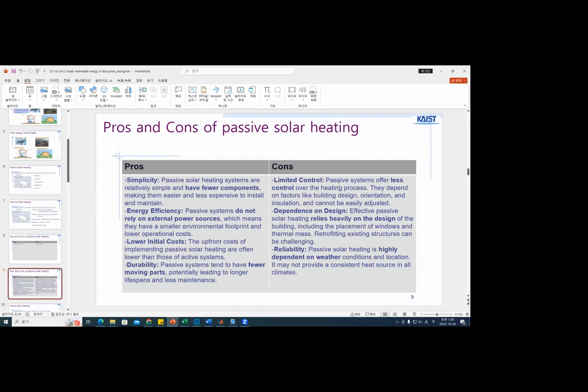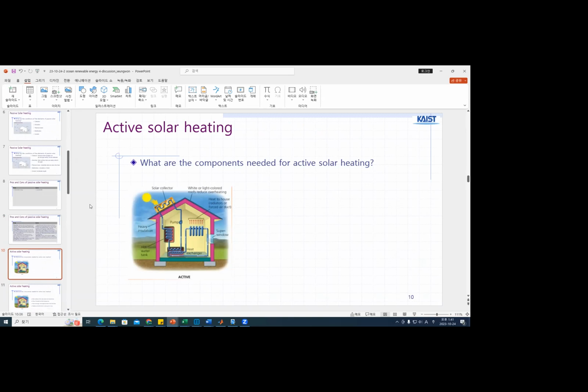So these are the cons of the passive solar heating, and these are the pros of the passive solar heating. So I will move to the active solar heating. This picture is about the active solar heating. You can see a lot of components here. Which components are needed for the active solar heating? There is an answer here, so you can find out the answer easily.